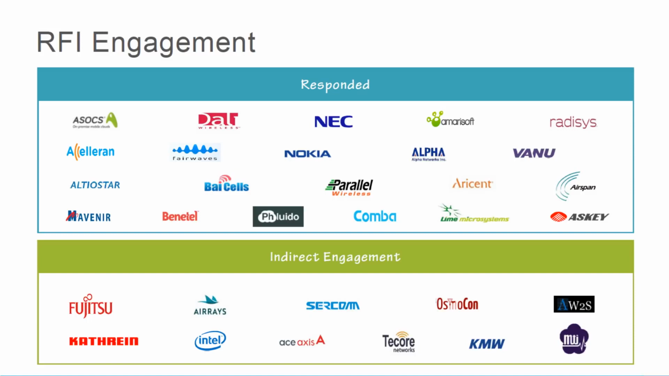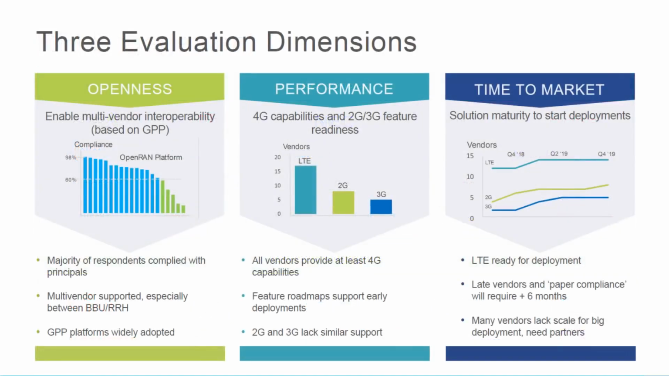You can see from this particular slide that there are quite a few big and small vendors who actually participated in the RFI. There were three main evaluation criteria: openness to enable multi-vendor interoperability; performance, which looked at not only 4G but also 2G and 3G feature readiness; and time to market, which looks at how many vendors have already invested in R&D effort and are ready today in comparison to vendors who will be ready in a few months or years' time.